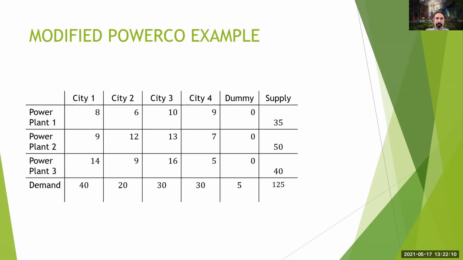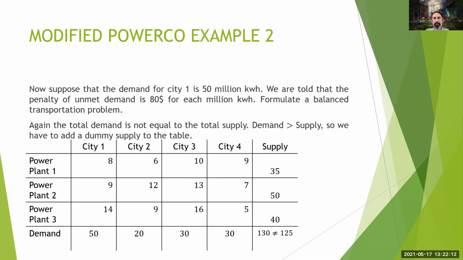What about the other way around? What if we had less supply than we needed? What if the demand was greater than the supply? For example, if the demand for city 1 is 50 million instead of the original 45, then now we have a demand of 130. This is more demand than we can meet. Okay, this can't be met because we only have a supply of 125.